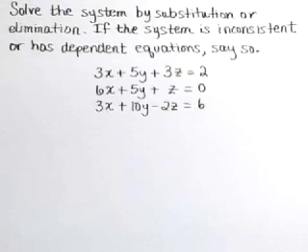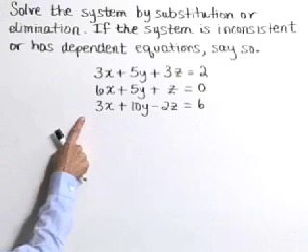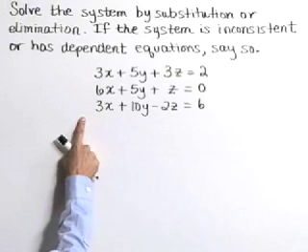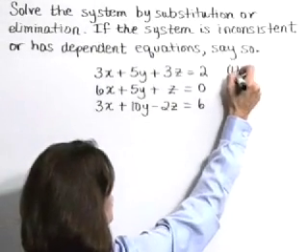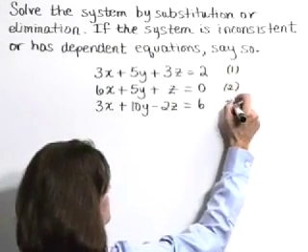Solve the system by substitution or elimination. If the system is inconsistent or has dependent equations, say so. Here we have a system of 3 equations and 3 unknowns. Let's start by identifying these as equations 1, 2, and 3.